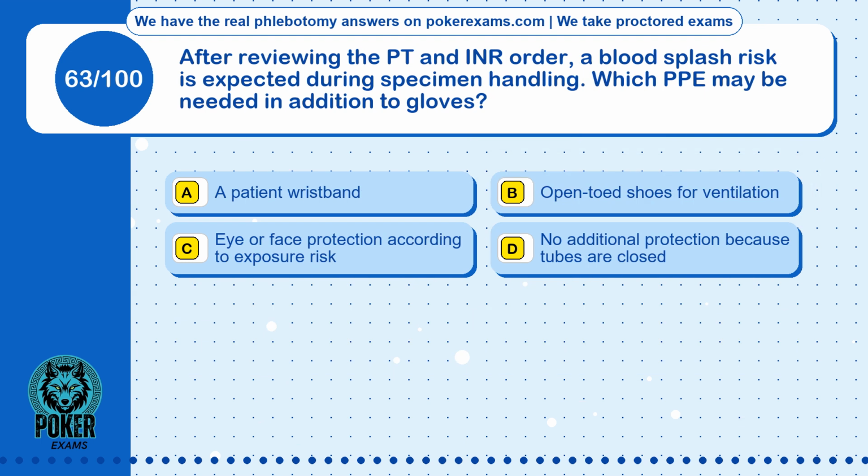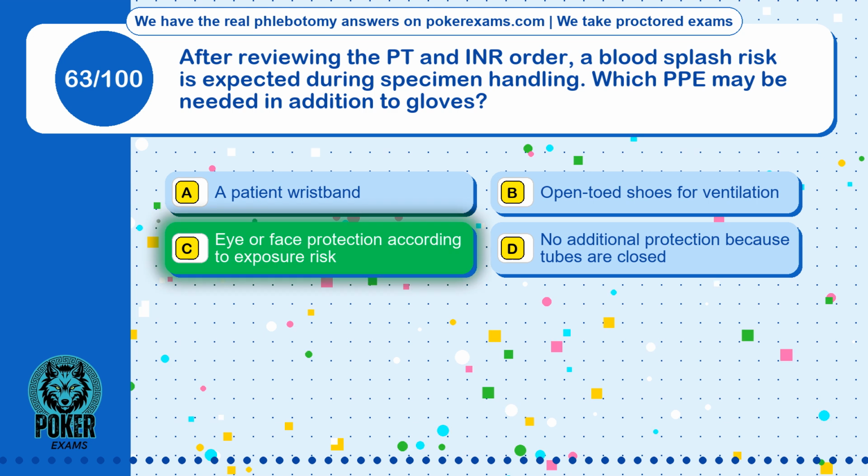Question 63. After reviewing the patient and INR order, a blood splash risk is expected during specimen handling. Which PPE may be needed in addition to gloves? Option A. A patient wristband. Option B, open-toed shoes for ventilation. Option C, eye or face protection according to exposure risk. Option D. No additional protection because tubes are closed.